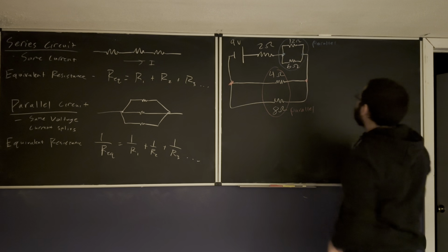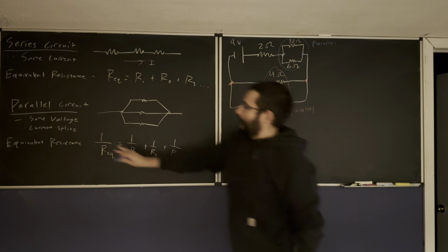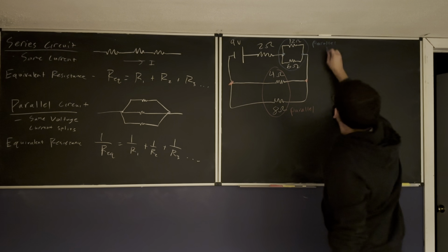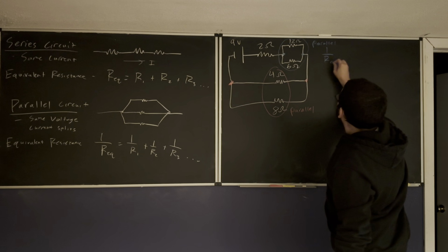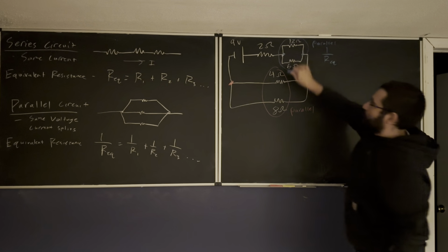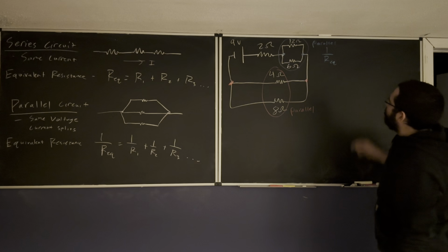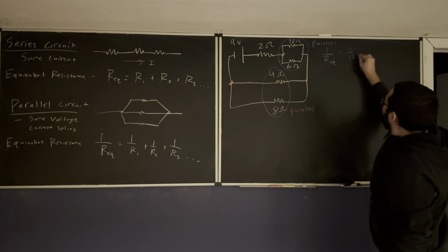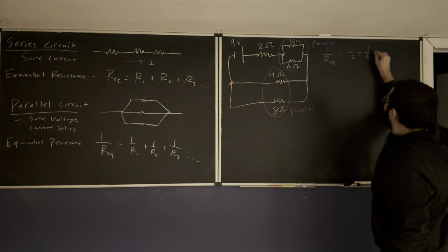All right, so we have the 12 and the 6, right? So we know parallel, you have to use this equation: 1 over the equivalent resistance. Again, it's just for these 2. So I'm simplifying these 2, and then I'm simplifying these 2, and then I'm going to do the whole thing. So I have 1 over 12 plus 1 over 6.